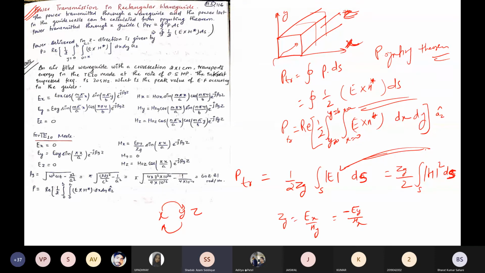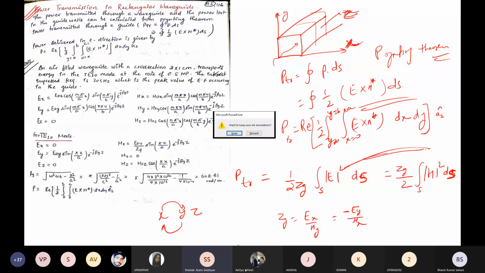Now we have an impressed frequency of 30 gigahertz. What does impressed frequency mean? Is this a cutoff frequency or an operating frequency? Impressed frequency means nothing but the operating frequency. And what is the peak value of the electric field occurring in the waveguide, which I asked you to find out. So we'll go through this and try to find the peak value of the electric field. How we can find it, I'll let you know.